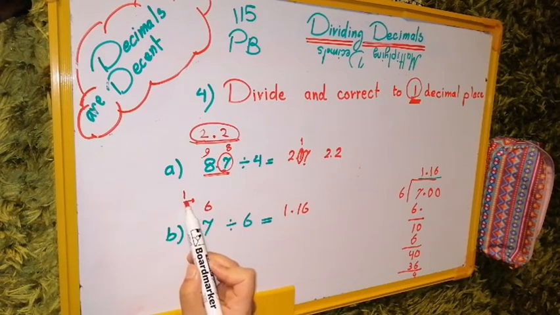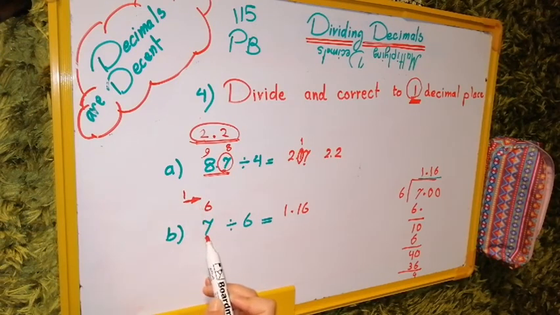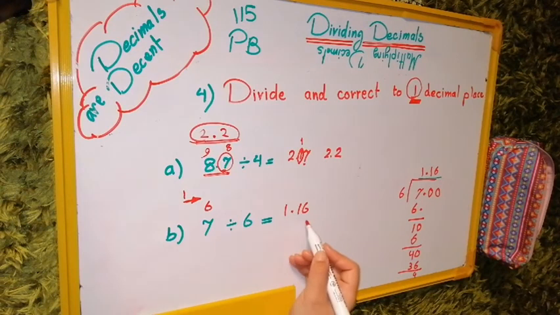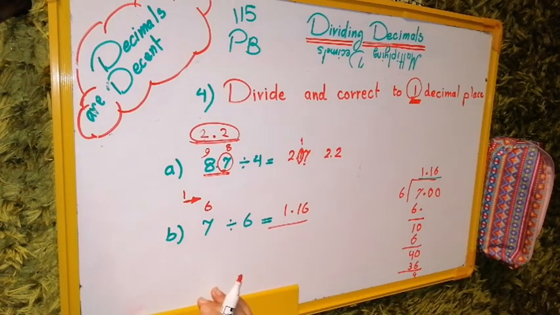For my estimation, I said it's more than 1 because here I rounded this to the nearest number to be divisible by 6. This is 6. So this is the final answer, and I hope you understand this lesson.